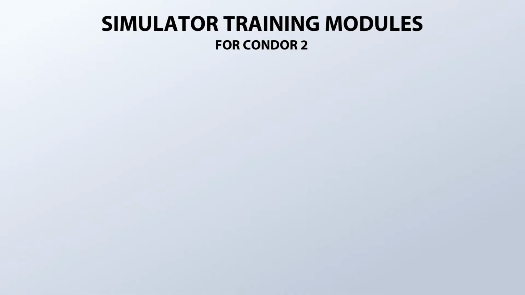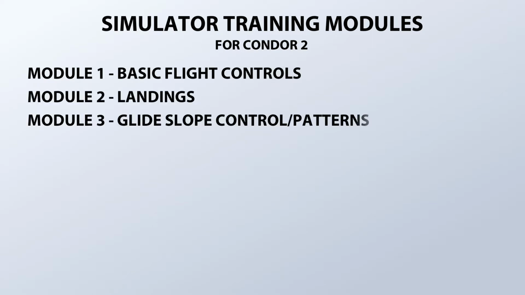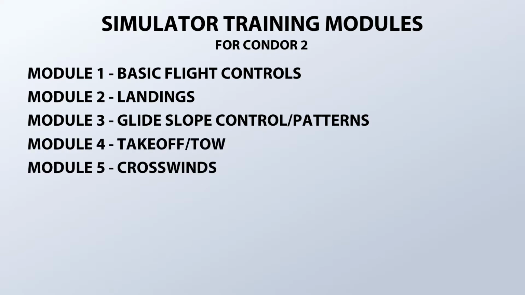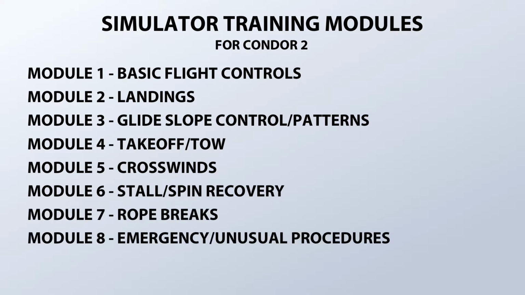The modules are Basic Flight Controls, Landings, Glide Slope Control and Patterns, Takeoff and Tow, Crosswinds, Stall and Spin Recovery, Rope Brakes, Emergency and Unusual Procedures, and Flying in Lift. The first 4 modules should be done in order as they build on the skills learned in the previous module. The next modules can be done in any order.